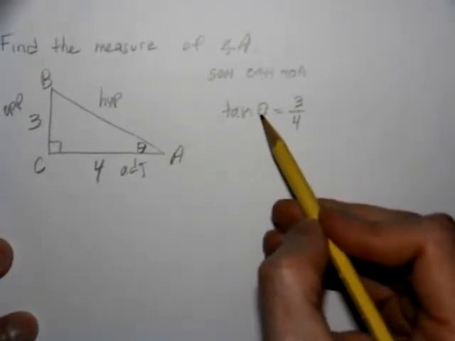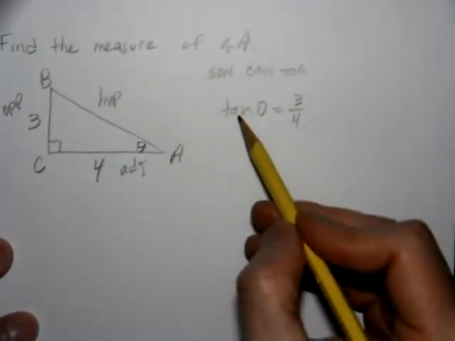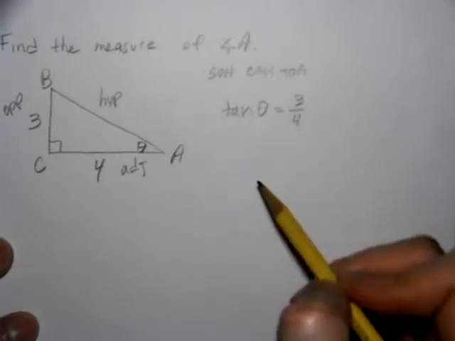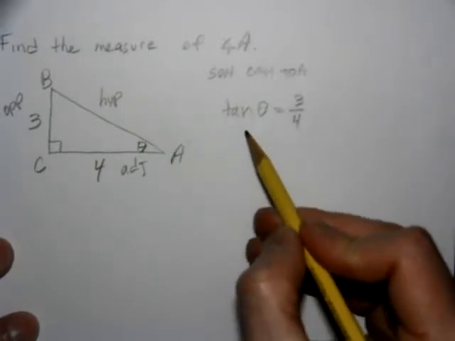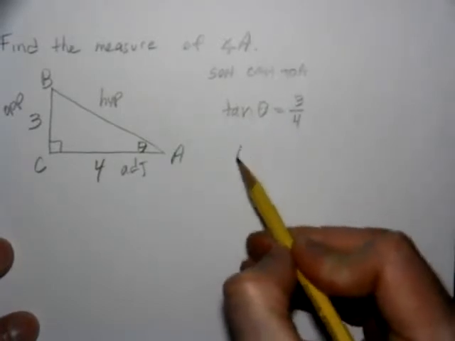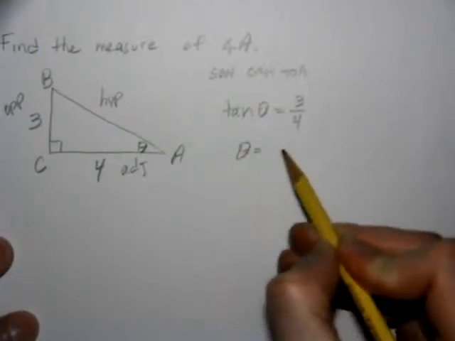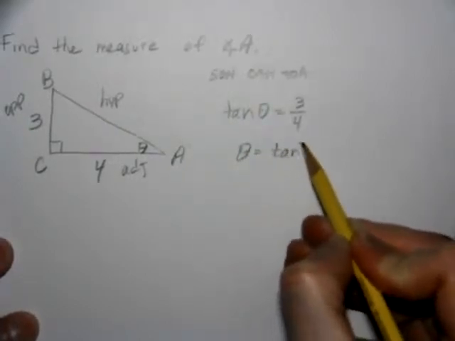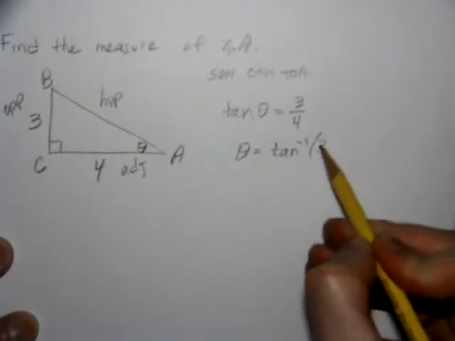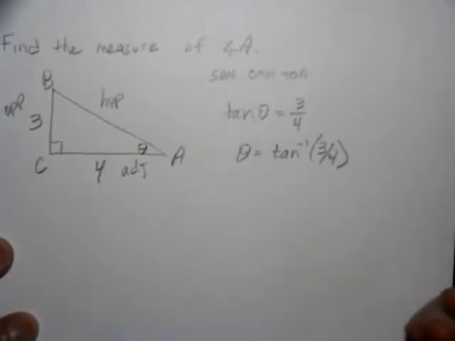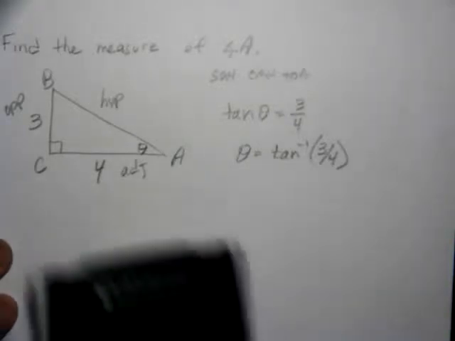We want to get the angle by itself. So we are going to move the tangent to the other side. So to do that, we are going to say the angle equals tangent inverse of 3 divided by 4. You learned this in geometry class.